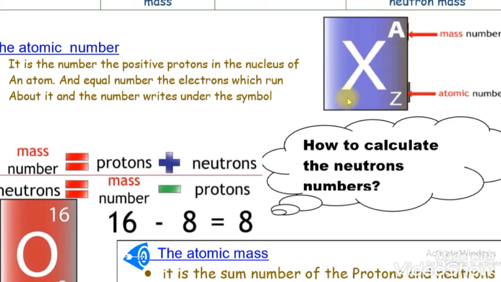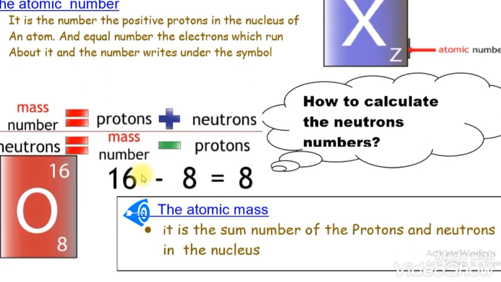That's because the atomic mass is the summation of the number of protons and neutrons together, but the atomic number is the number of protons only, which equals the number of electrons. So we will take this example to be sure that we can solve any problem involving the atomic mass, the number of protons, the number of neutrons, or the atomic number.